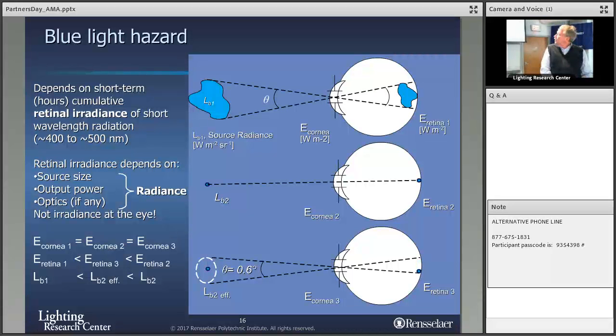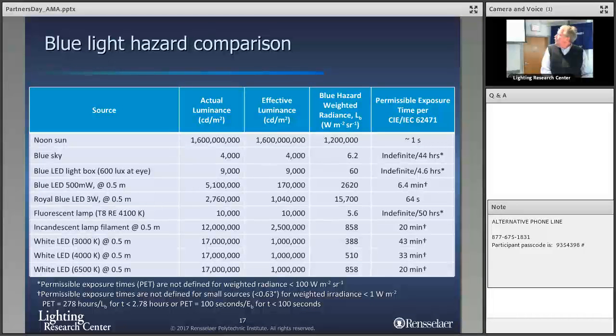So what we've done is some calculations with different types of light sources that you see here. These would be ones that one might commonly experience. And then we have here the actual luminance, the effective luminance. So remember, again, very small objects will have an effective luminance less because they're constantly moving across the retina. A large source will stay in principle imaged at the same point on the retina. So the size of the object becomes important as well. Then you have the blue hazard weighted radiance, which is comparable to luminance, but now has that dotted line to weight the spectrum. That's in this column.